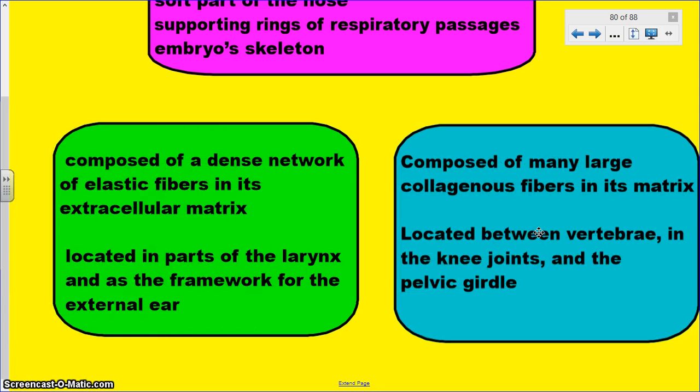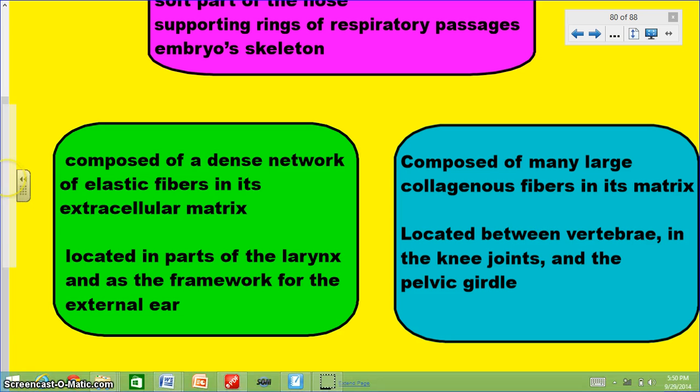Fibrocartilage is composed of large collagenous fibers, and you're going to find it in the discs of cartilage between each one of your vertebrae in your back. It's in your knee joints. It's what forms the meniscus. It helps to cushion it. It's also in the pelvic girdle, in the front where the two pubis bones join together. There's a disc of fibrocartilage that just allows for a little bit more flexibility and compression, especially during childbirth.